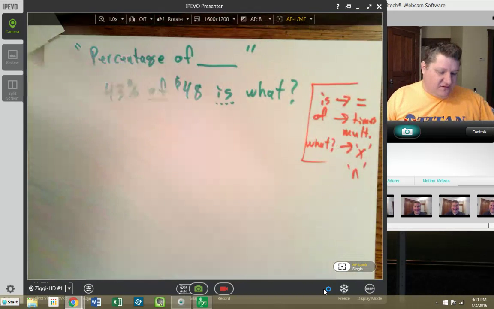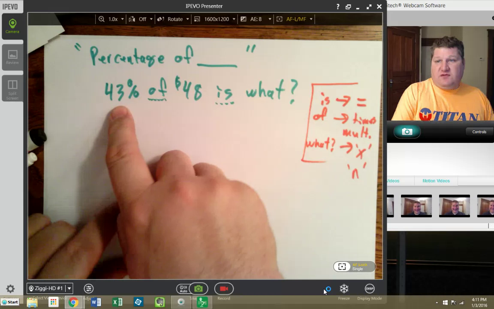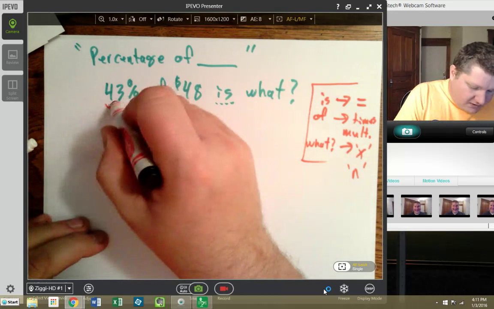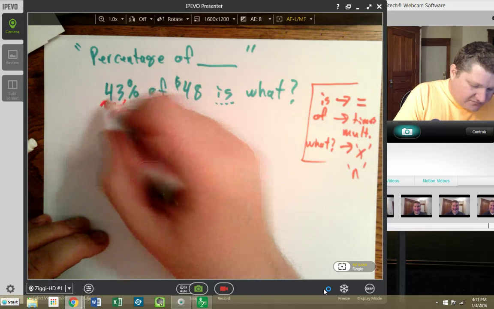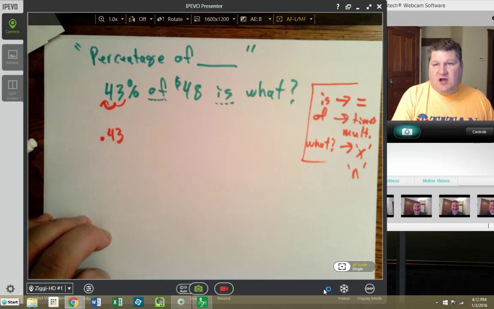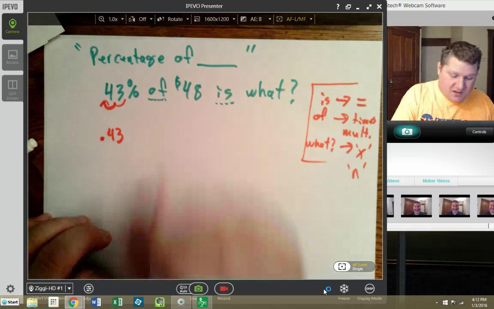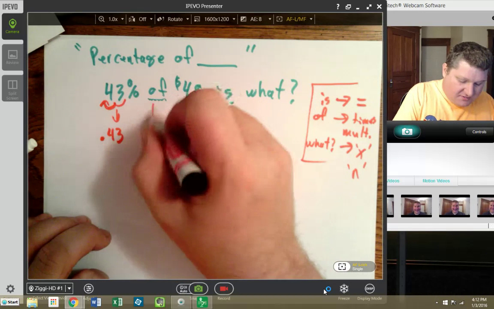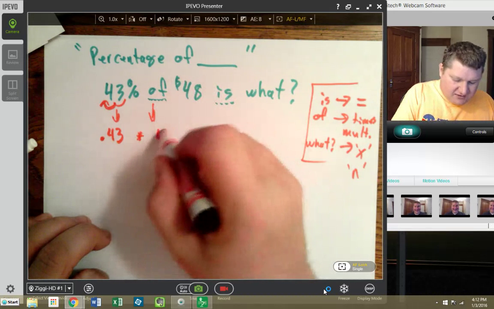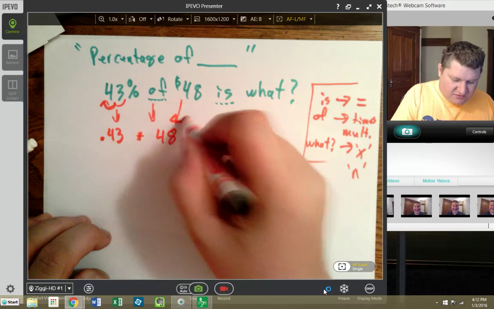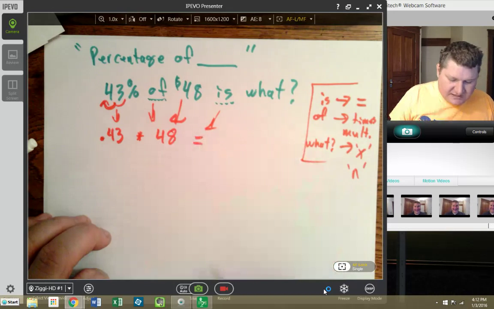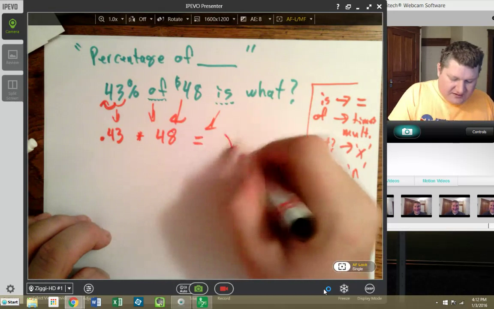What I need to do is change percents into something I can use. Well, we talked earlier that I can change percents either into a fraction or a decimal. Well, probably the easiest way to go here is to change 43% into a decimal. So let's do that real quick. 0.43, wouldn't that be the decimal version of 43%? Okay. Of, we already know, means times $48. So of 48, we just bring it right down. Is means equals, and what means x.